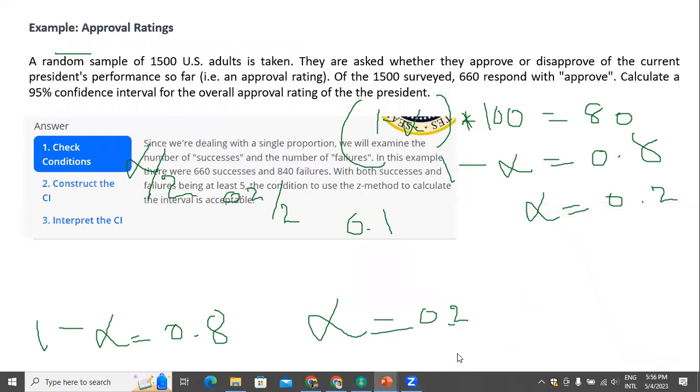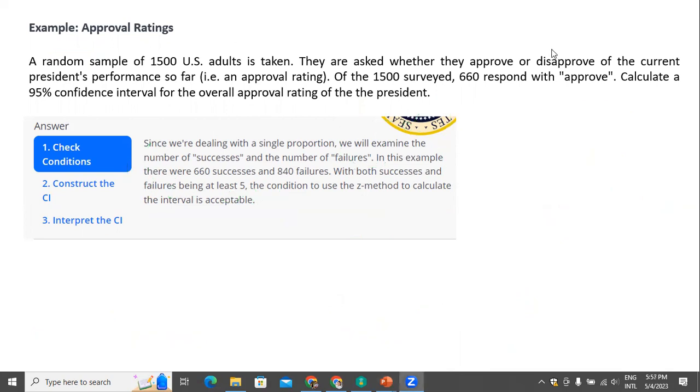So then what will happen, approval ratings. That's all about the confidence interval. So here you may have a few example questions as well. So how we gonna calculate these ones?